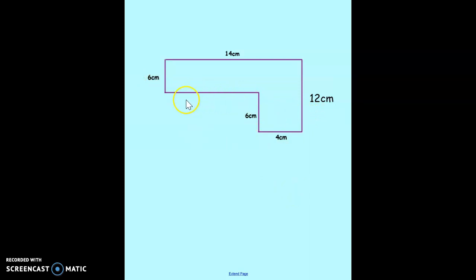Got another missing side here, haven't we? Now, to get this side, we added 2 lengths together. But look, we've got the whole length of this side, 14 centimeters. And we've got the length of this side, 4 centimeters. Now, this side is shorter than that 14 centimeters. But look, we just need to take the 4 off the 14 centimeters to find the length of that side. 14 take away 4 is obviously 10 centimeters. So that's the length of that one side.